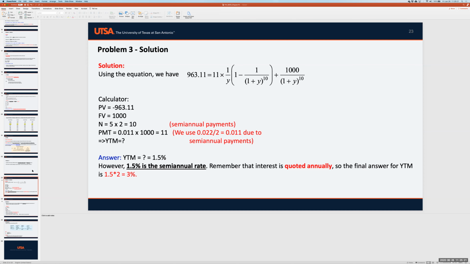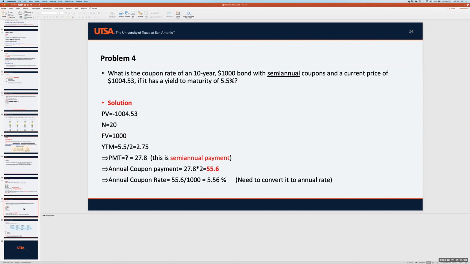Okay, the last question for this chapter is, what is the coupon rate of a 10-year $1,000 bond with semi-annual coupons and the current price of $1,004.53 if it has a yield to maturity of 5.5%? So same calculation, just use your financial calculator and enter the values for present value, number of periods, future value, and yield to maturity. But you need to be careful about semi-annual coupon payments, right?